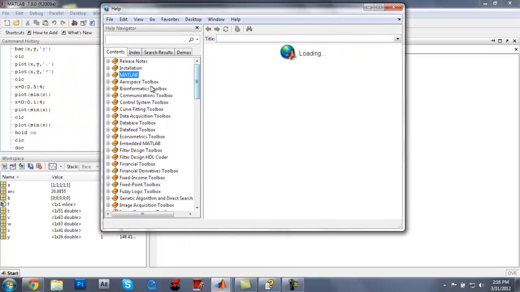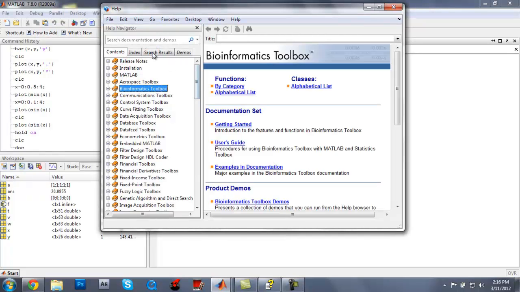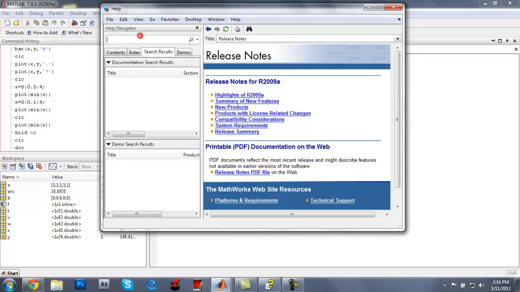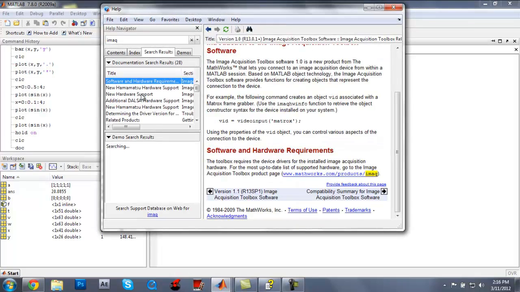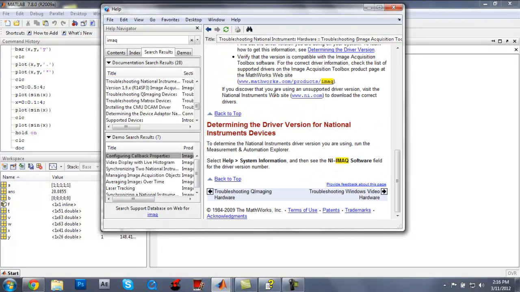Just enter the doc command and it will give you every piece of information on MATLAB. Go to search results, search any document you want. For example, I want help on image acquisition. I'm searching for it. It's giving me a lot of different things for IMAQ.